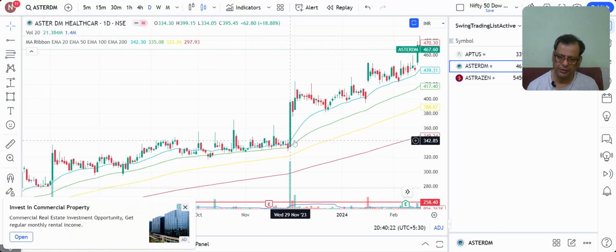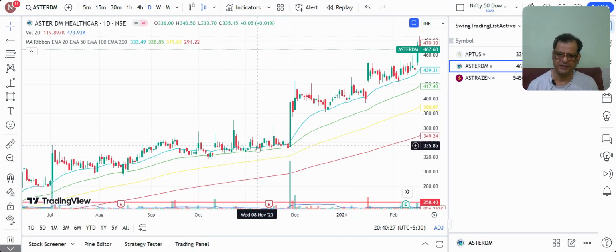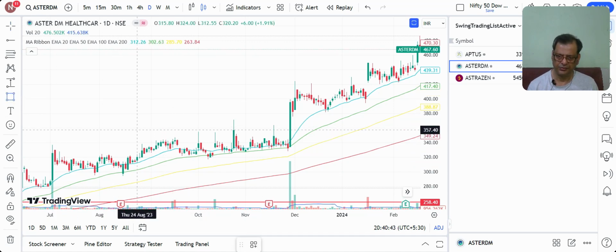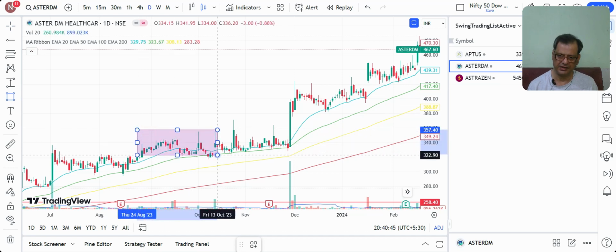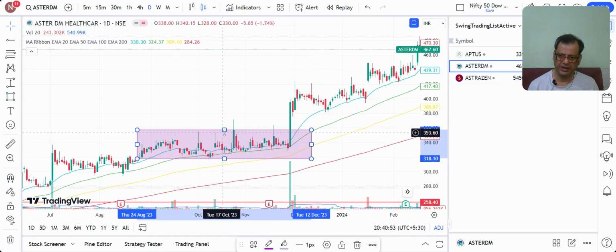Aster DM. Now, Aster DM, slowly but steadily the prices are going up. EMA 20 and 50 are supporting it. And you see this consolidation pattern here. Bit of spike, but you have consolidation here as well. If you want to take the wicks here, you can do something like this. Okay, so we bring this slightly below so that you can get this touch in as well.